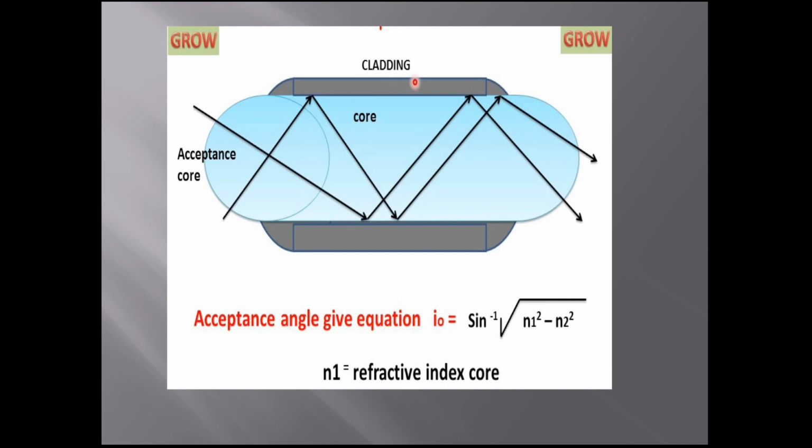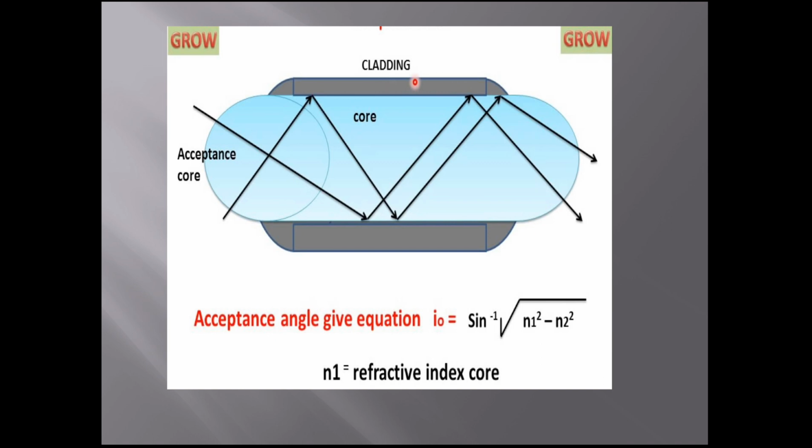When the minimum angle is created, it shows total reflection, depending on the refractive index of the core and cladding. The difference of refractive index between core and cladding gives our critical angle. The acceptance angle is denoted by i0 equal to sin inverse of the square root of n1 squared minus n2 squared, where n1 is the refractive index of the core and n2 is the refractive index of the cladding. The rays never enter the cladding.